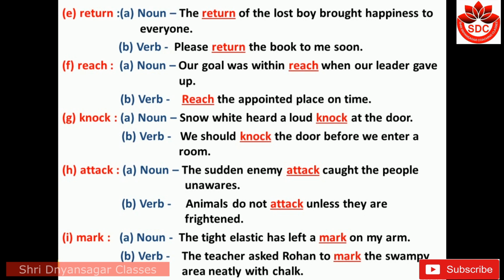G. Knock, K-N-O-C-K. As a noun. Snow White heard a loud knock at the door. Knock as a verb. We should knock on the door before we enter a room. H. Attack. The word attack as a noun. The sudden enemy attack caught the people unawares. Verb. Animals do not attack unless they are frightened. Here, attack is used as a verb.